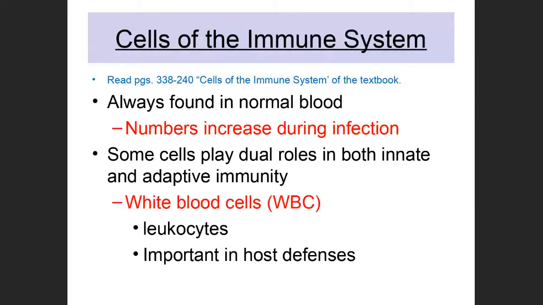All right, cells of the immune system. And again, we're talking about the non-specific or innate immune system. White blood cells are, in large part, cells of this innate system. The number of cells during an infection increases whenever we're having an infection. A lot of these cells are white blood cells, leukocytes. We'll talk about those.